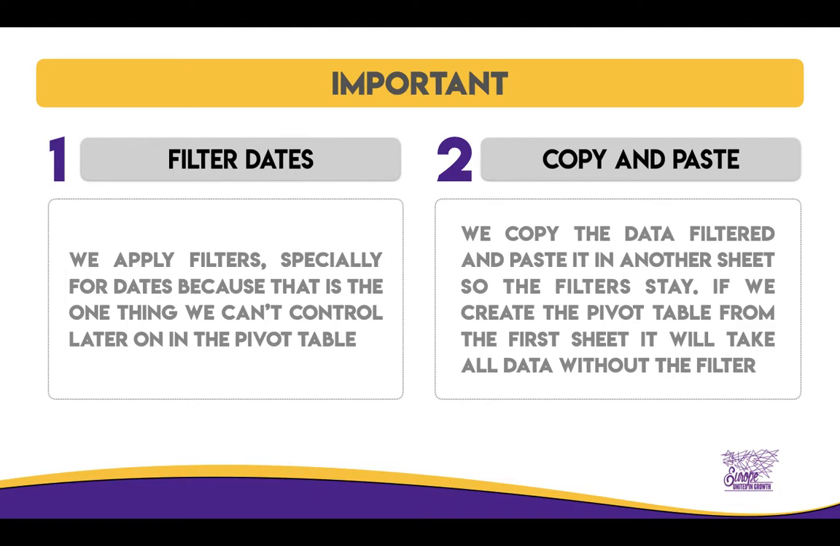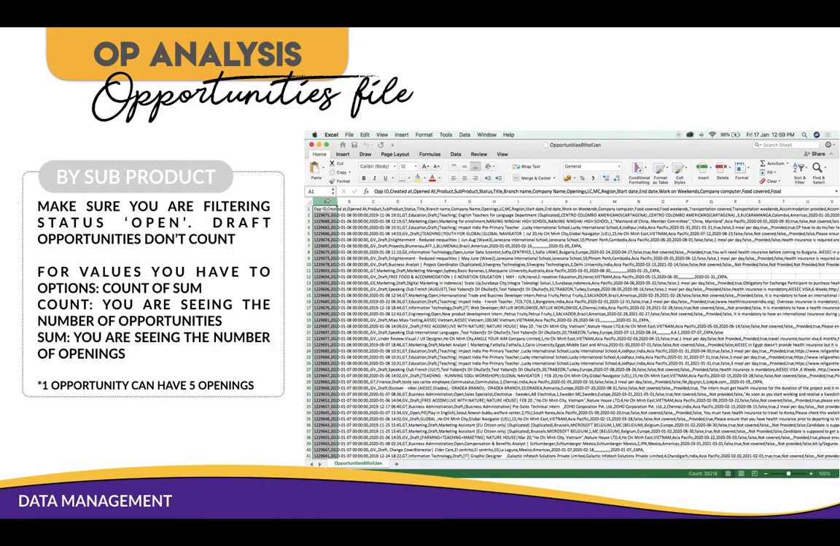After we apply the filters, we need to copy and paste this information into another sheet so the filters stay. If we don't do this, and we just filter and then directly create the pivot table, the pivot table is going to use all the data that is there, so our filters are not really going to be taken into account. So we filter the date of time, and after that we copy and paste it. I will show you right now.